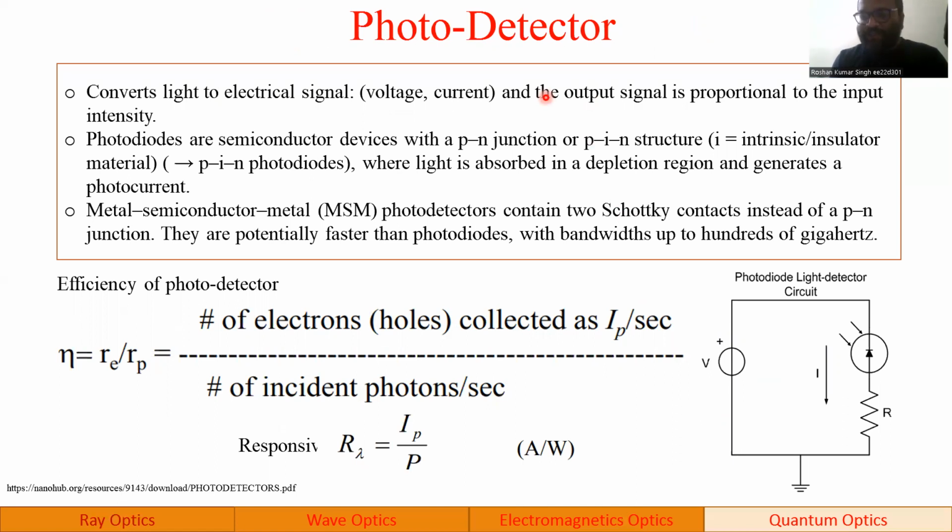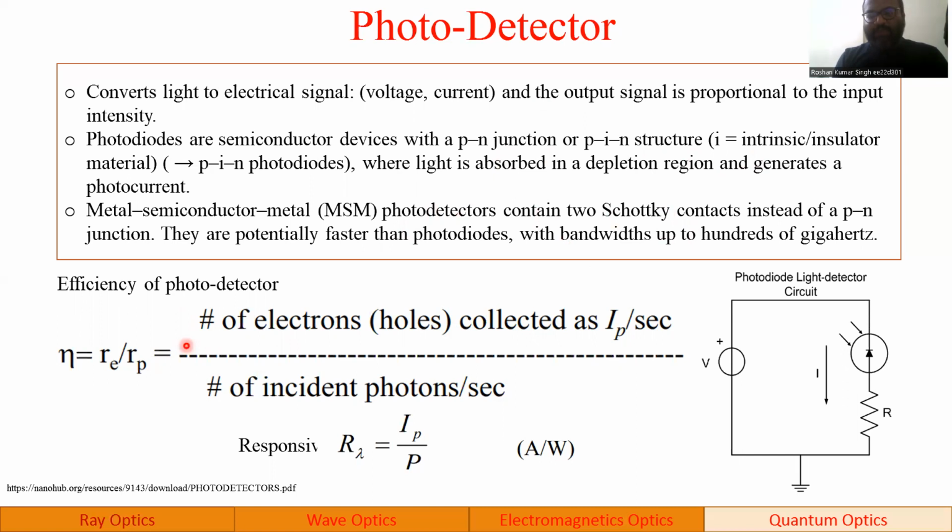A photodetector is a device whose main work is to take light as input and give current as output. It can be a PN junction or PIN, where I is the intrinsic or insulating material between the P and N junction. In some photodetectors, we can also use metal, in which we use the Schottky contact. A Schottky contact works when we combine a semiconductor with a metal.